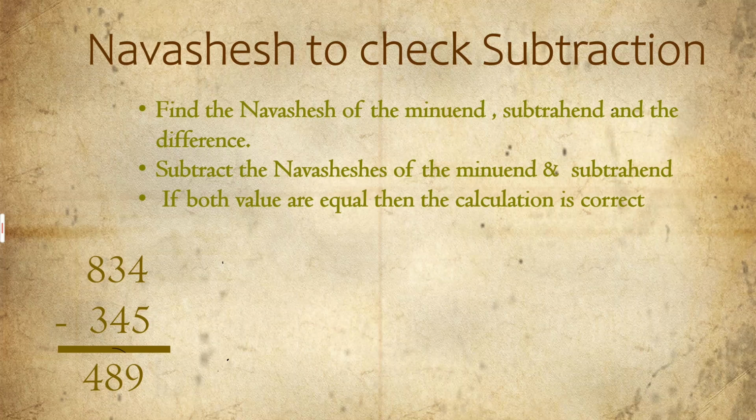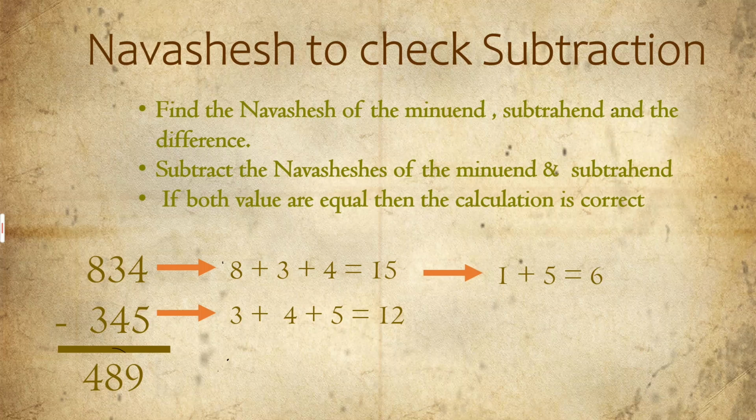Let's first find the Navasheshas of the subtrahend and the minuend. Starting off with 834, the Navashesh is 8 plus 3 plus 4, that is 15. Now, we learned in the first video that a Navashesh cannot be a two-digit or more than that digit number. So we're going to simplify it as 1 plus 5, that is 6. Moving on to the subtrahend, 3 plus 4 plus 5 equals 12, reducing that to become one digit because we're finding Navashesh, 1 plus 2 equals 3. So these are the two Navasheshas that are required over here in the second step.